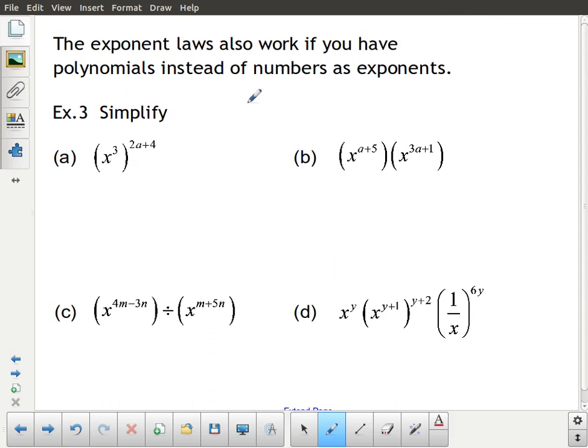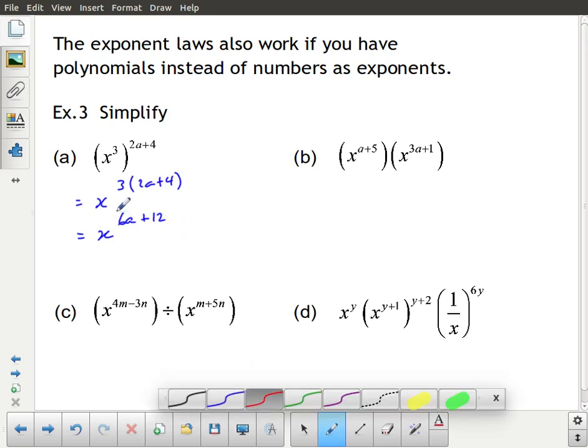So here I say the exponent laws also work if you have polynomials instead of numbers. So this is the first example we had where the exponents themselves are not numbers, but it will still work. This first one is a power to a power, so that means we multiply the exponent times the other exponent. So that becomes x to the exponent 2a plus 4. And I'm going to expand that. 3 times 2a is 6a. 3 times +4 is 12.